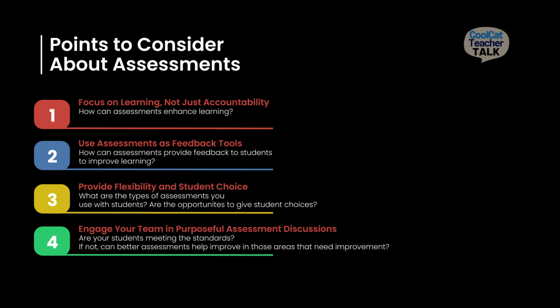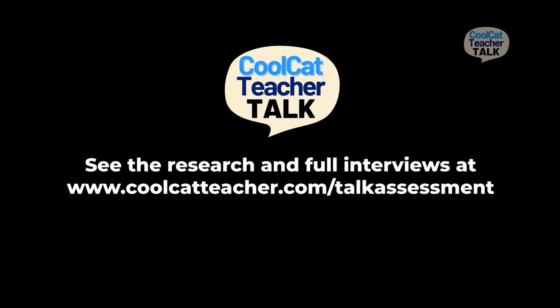Third, do you have options to provide flexibility and student choice? If the primary method of assessment is always pen and paper, perhaps your school can discuss other alternatives for assessing students. And finally, engage your team in purposeful assessment discussions, specifically targeting areas where your school is not meeting standards or has room for improvement, so you can create a more equitable, learning-focused assessment system that benefits teachers and students in the many types of learning environments we use today.